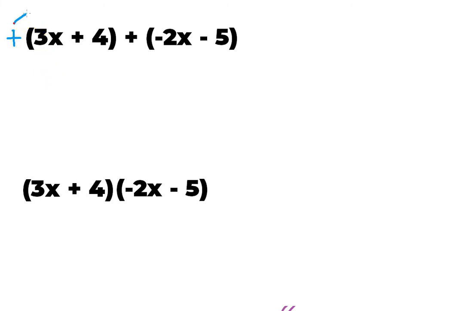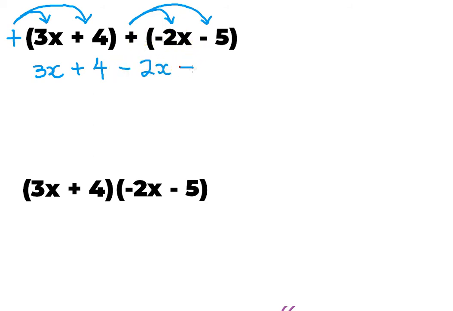So whatever is positive here, you need to multiply with this. I think you may have noticed by now that if it's positive beside the bracket, you just take whatever value is inside the bracket and copy and paste it, because positive times whatever gives you whatever. So positive times 3x is 3x, positive times positive 4 is 4. See what I said about copy and pasting? Positive times negative 2x is negative 2x. Positive times negative 5 is negative 5.